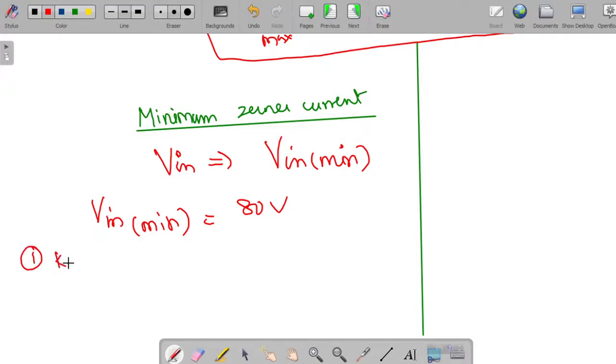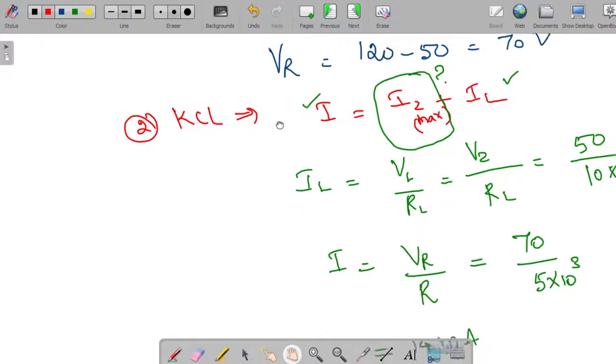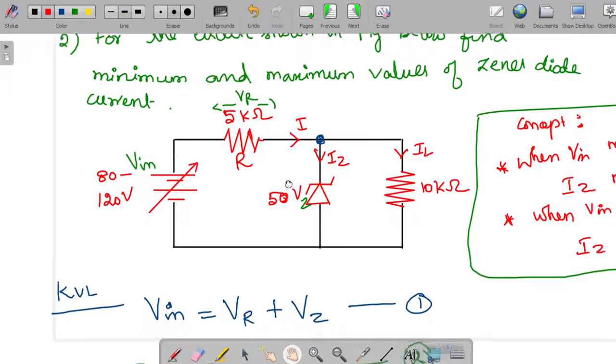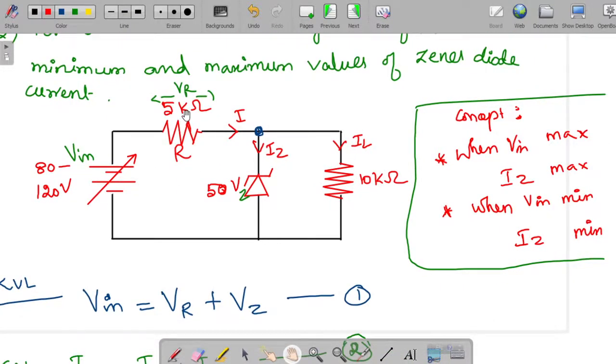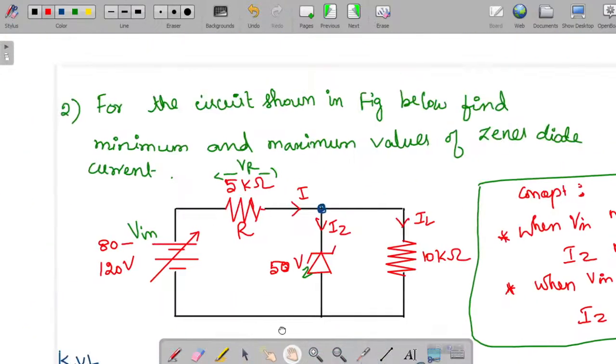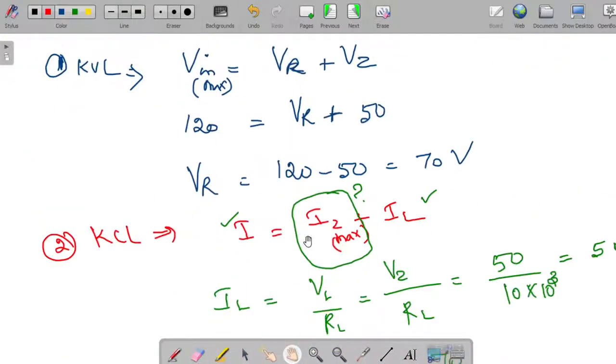We apply the KVL equation here. The formula is total input voltage is equal to VR plus VZ, like that it is dividing, isn't it? By seeing this circuit and applying KVL, if you start from here and write this equation, then 80 is equal to VR voltage plus VZ voltage. VR, what is it? VR we have calculated, it is 70.